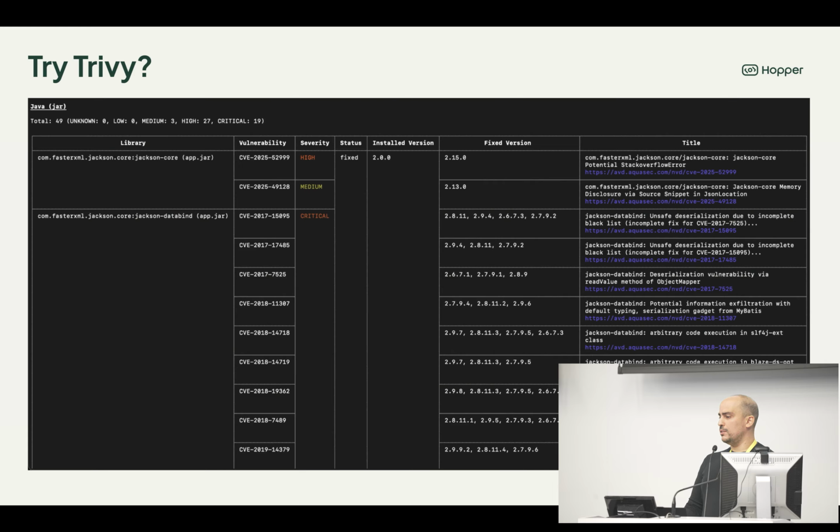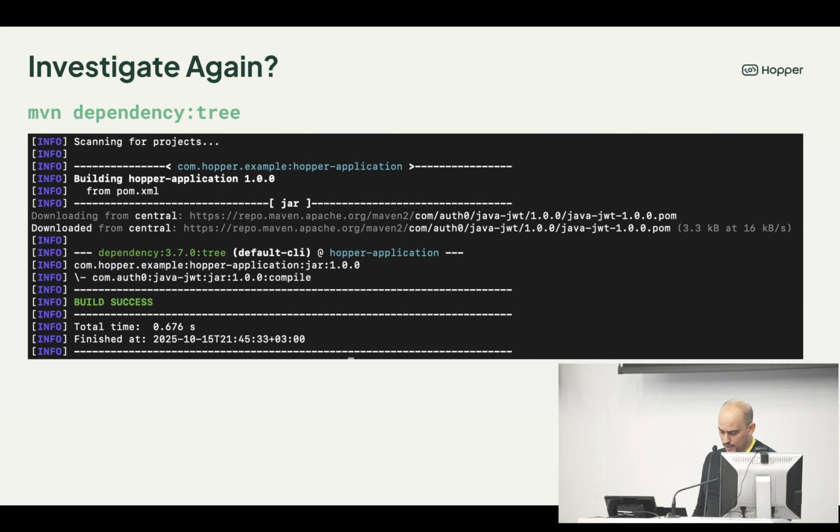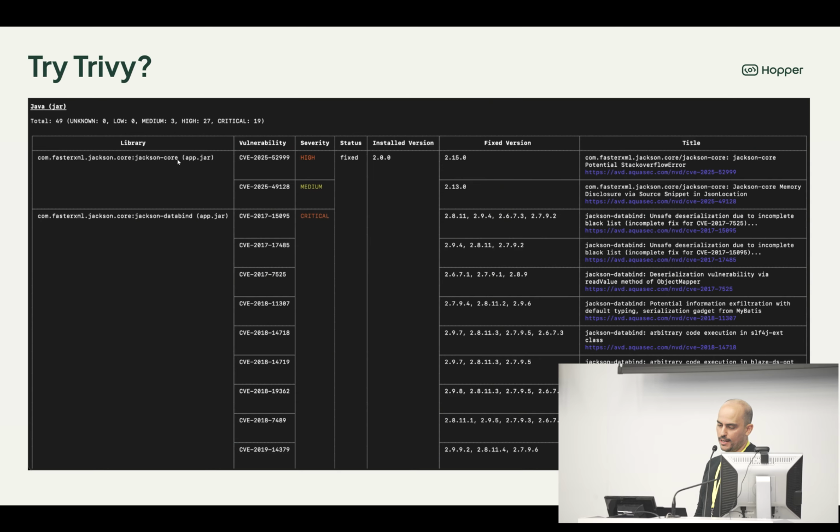So let's try and do it. We will run dependency tree and we will try and see where those libraries came from. And again, those libraries are not present in my project. So what we can see here is that I can't upgrade those Jackson core or Jackson databind. I can see them, but I didn't bring them, not even transitively.